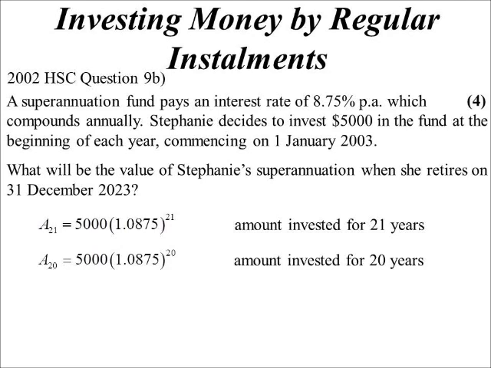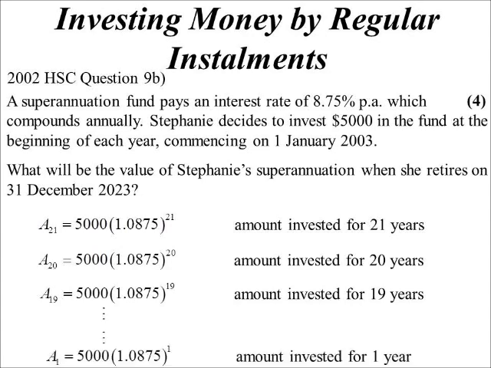But every one of these is just a term in a geometric series. So the next one, but it'll be in there for 19 years. And so on and so on and so on until we get to the very last one on the 1st of January 2023, and it'll just be in there for 1 year. What will my total investment be? Well, it'll be all of these terms, the sum to n terms of this particular series. And that's all superannuation is. It's just a geometric series that we're adding up.